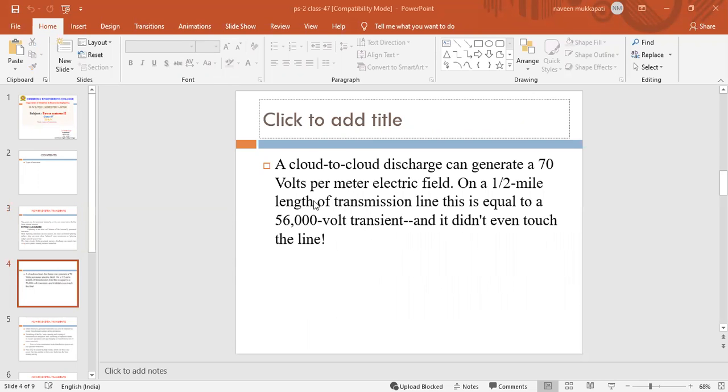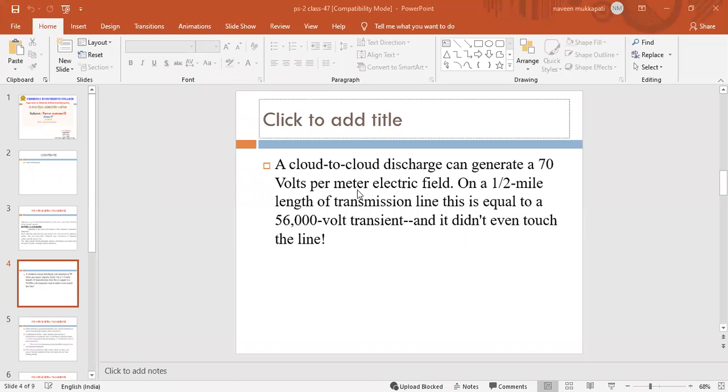A cloud-to-cloud discharge can generate a 70 volts per meter electric field. This is called a lightning stroke. Lightning strokes mean that some amount of energy is discharged between cloud and cloud, or between cloud and earth. That enormous amount of energy is discharged in the range of a 70 volts per meter electric field.